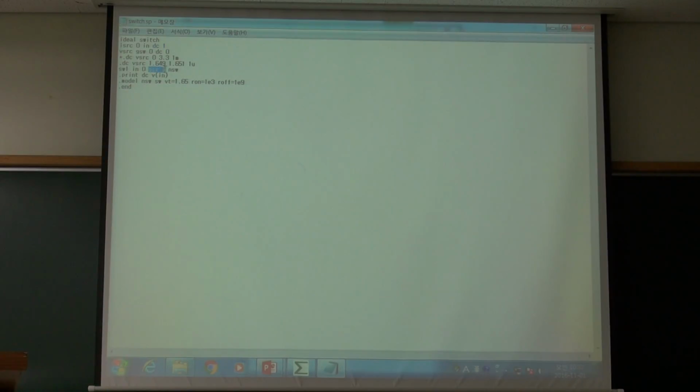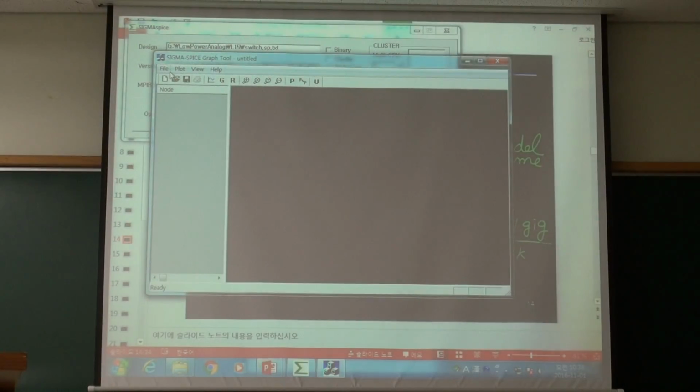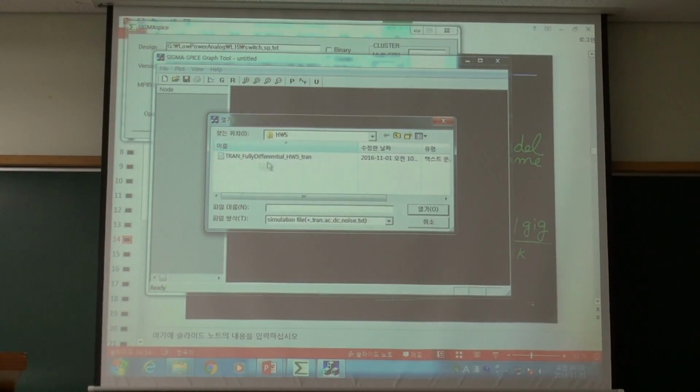So GSW0 is my controlling branch. I sweep this GSW node voltage, VSRC, from 0 to somewhere, or maybe I change it to 0 to 3.3 volts with a 1 millivolt step or something like that, not 1 microvolt. So, I will simulate it. Let's see. Oh, not homework 5.